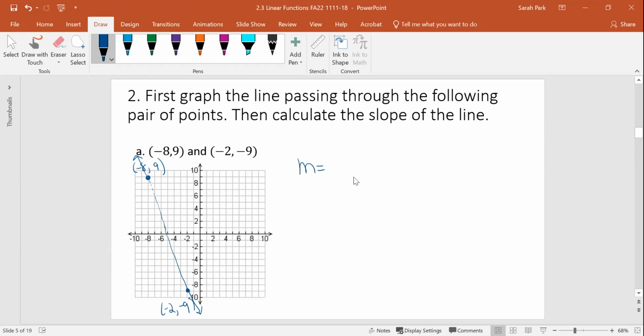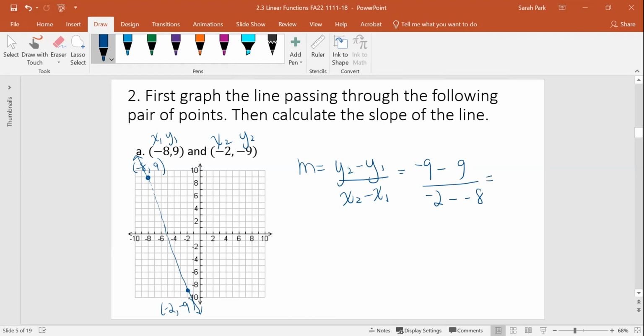Okay, let's calculate the slope using that formula. It's easy to label your points, x1, y1, x2, y2. The subscripts just denote which point it comes from. So x1, y1 is because it's from the first point, x2, y2 because these are the x and y values from the second point. Now, I'm going to use the slope formula, y2 minus y1 over x2 minus x1. So y2 is negative 9, minus y1 is 9, x2 is negative 2, minus x1 is negative 8.